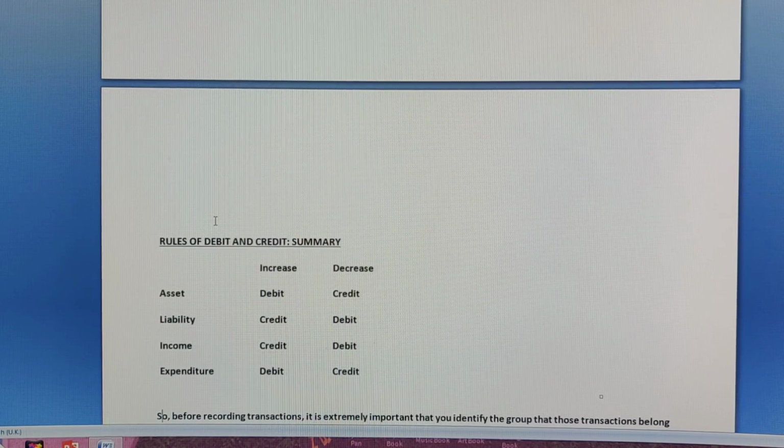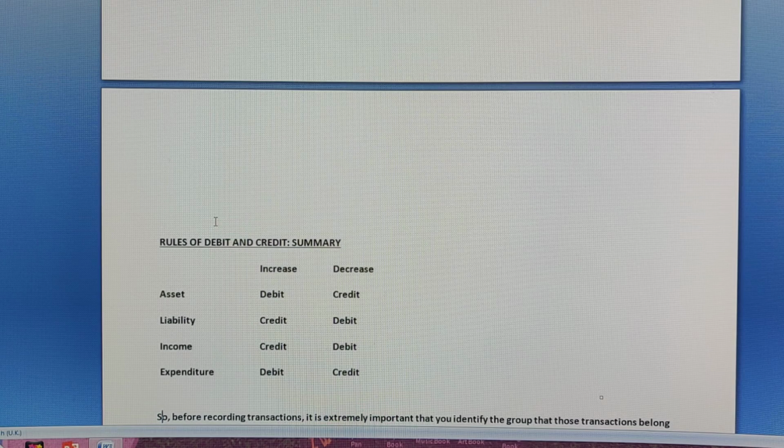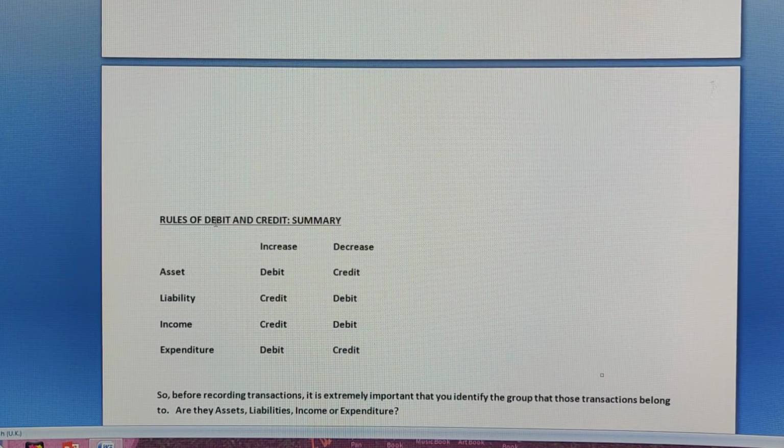If your expenditure has increased, let's say you bought materials for use in the business, that's an item of expenditure. Debit the materials account. But if it has gone down, credit the expenditure account. So, before recording transactions, it is very important that you group them according to the categories they belong to. Ask yourself, are the transactions assets? Are they liabilities, income, or expenditure? That way, you will never go wrong, and you will correctly observe the rules of double entry bookkeeping.